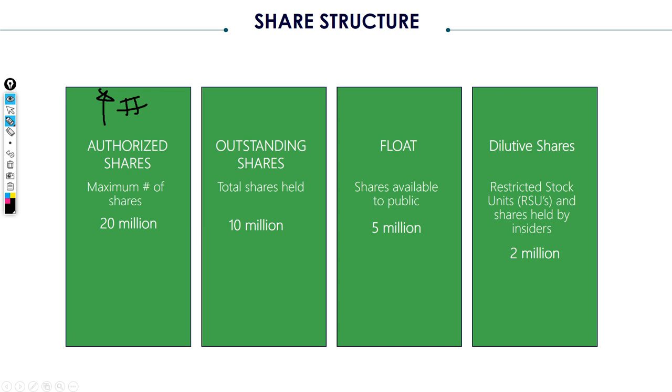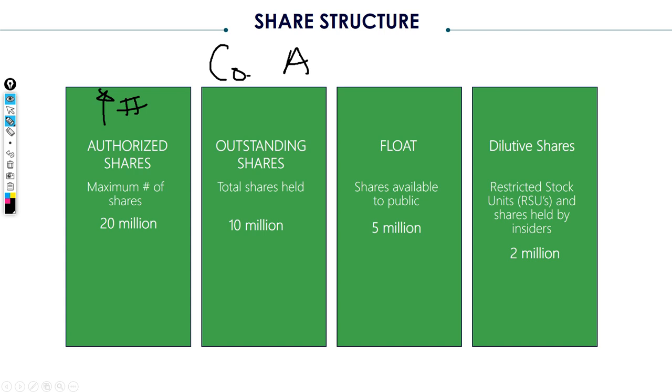Okay, so let's just say that this is company A, a hypothetical company that we're making up. So in this case, company A has 20 million shares authorized. Okay, so that's the maximum number that can be issued.